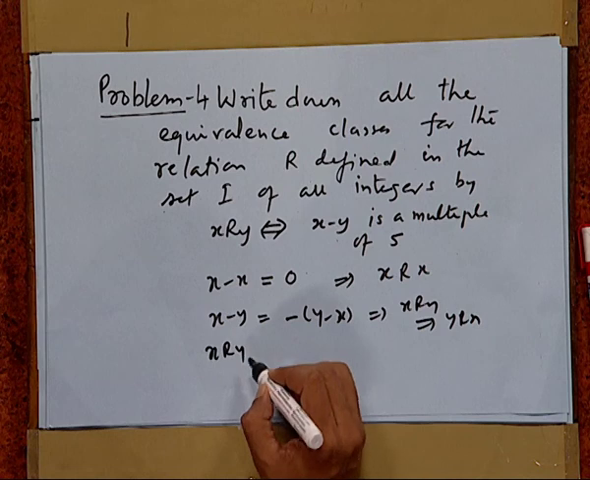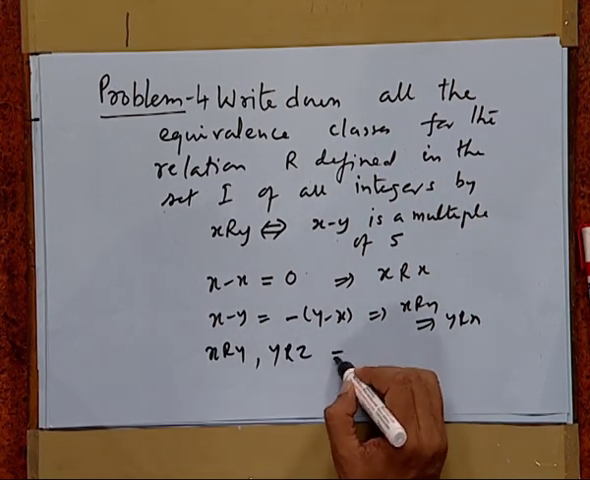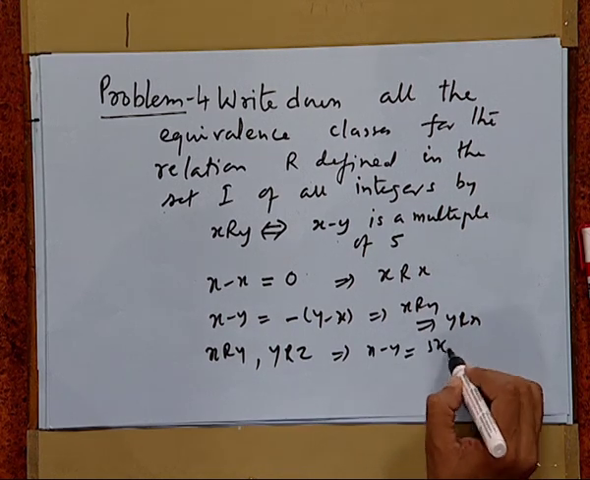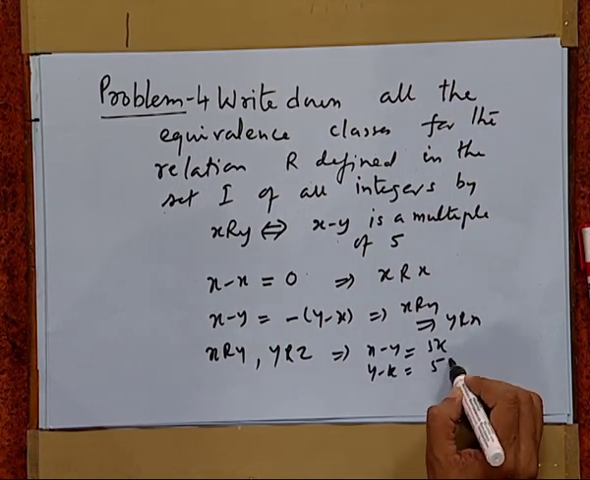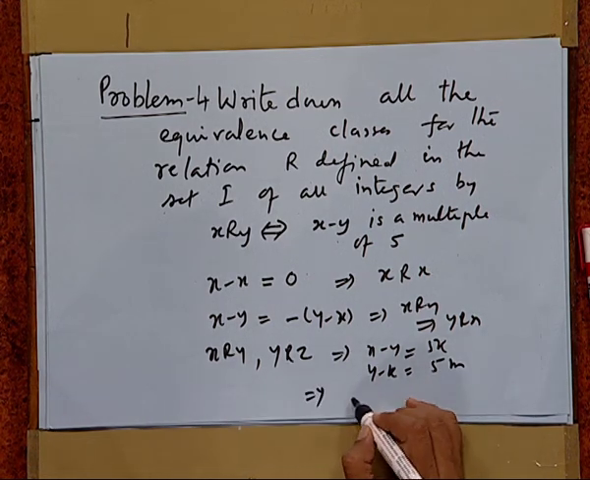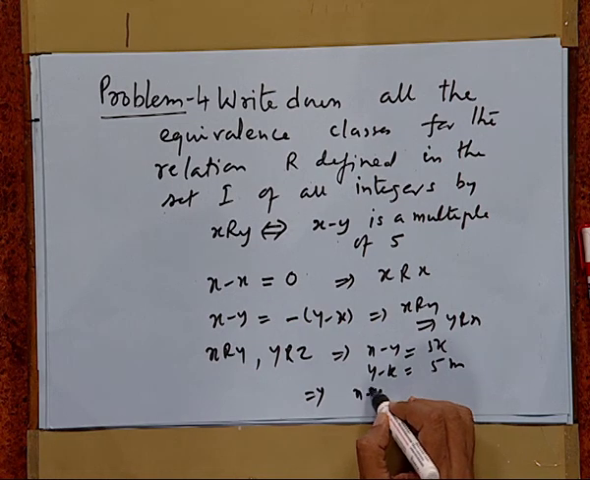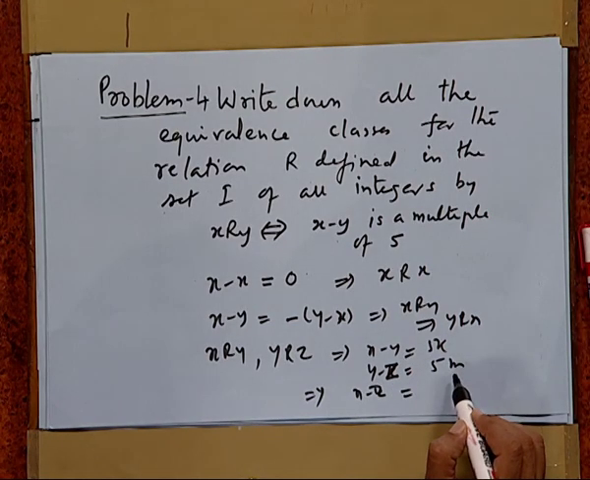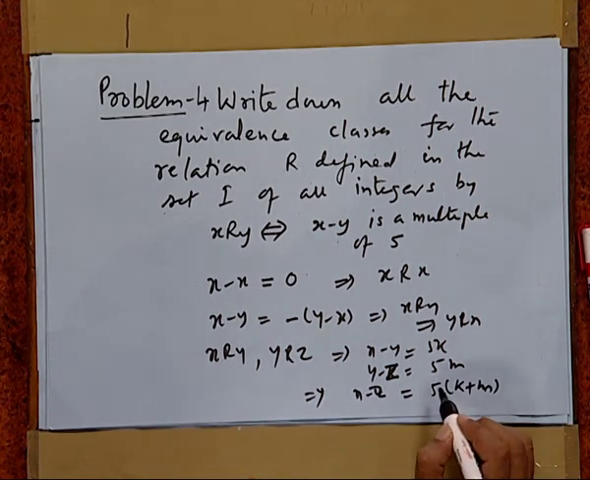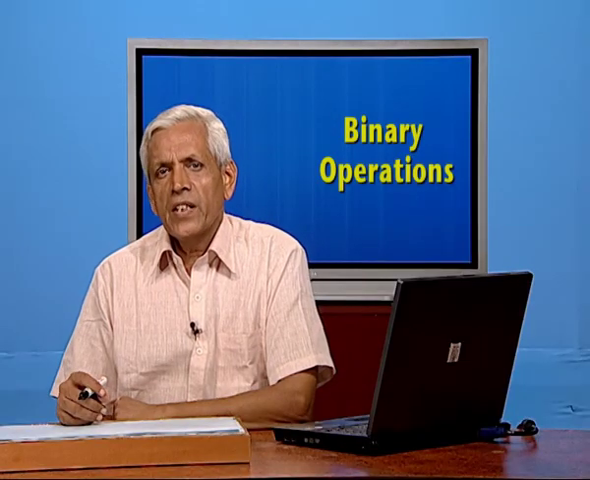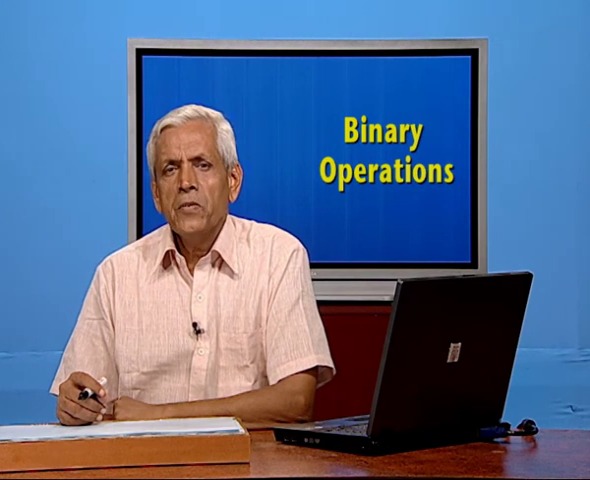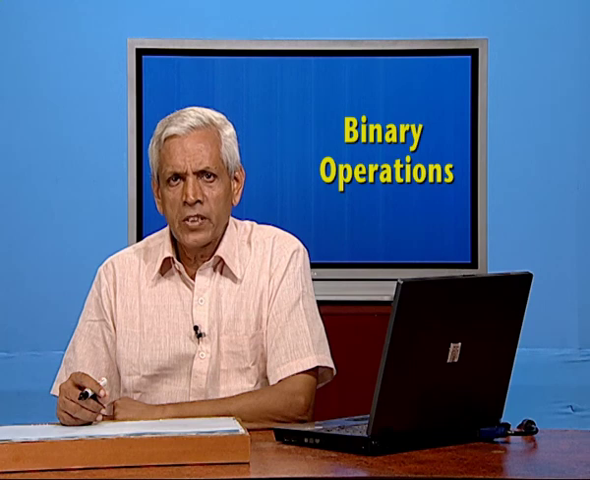Then, if x R y and y R z, that means x minus y is 5k, y minus z is 5m, which gives x minus z, on adding this, 5(k plus m). Therefore, x minus z is also a multiple of 5, hence x R z. So, R is also transitive. Thus, we have seen that R is reflexive, symmetric and transitive. So, it is an equivalence relation.